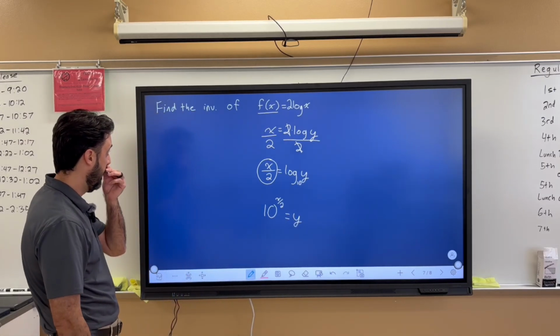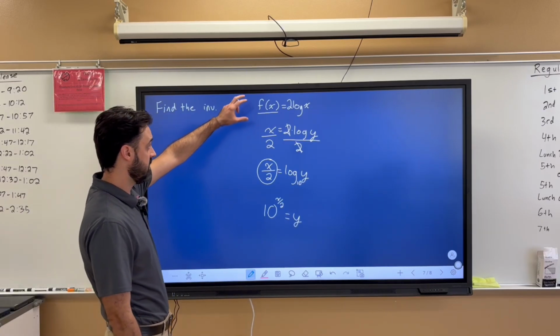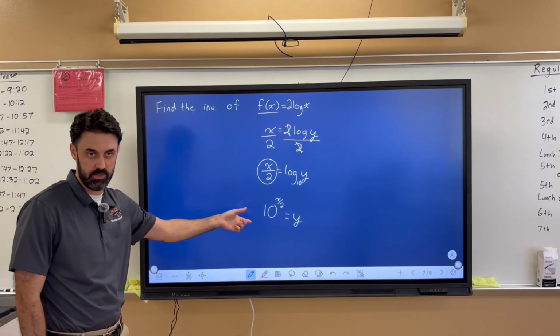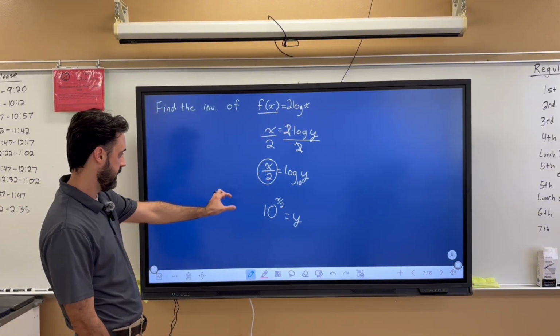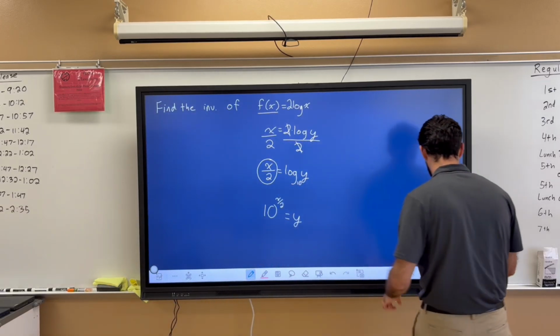All right? So this would be the inverse, which we should expect that the inverse of a log function with the base of 10 is going to be an exponential function with the base of 10. All right, really it's just figuring out what is in the exponent from there. All right, so that's the answer to that one.